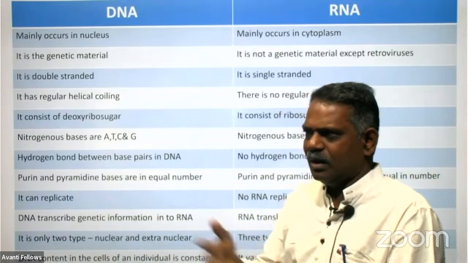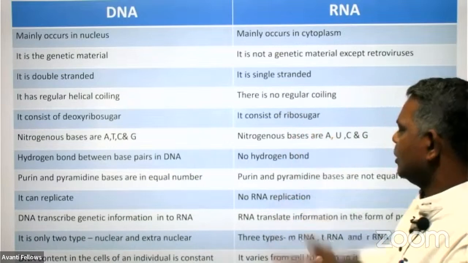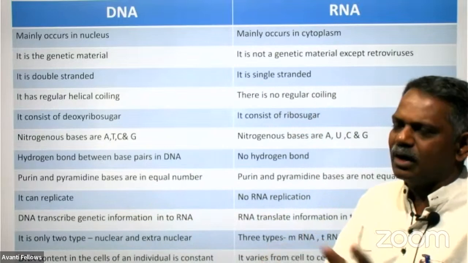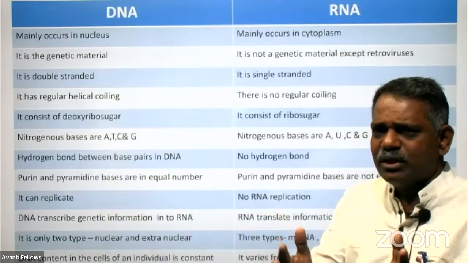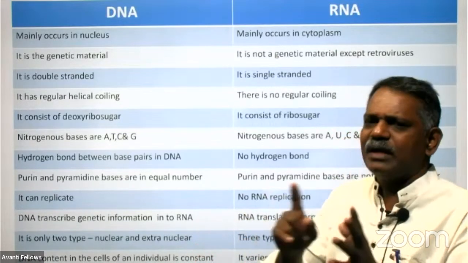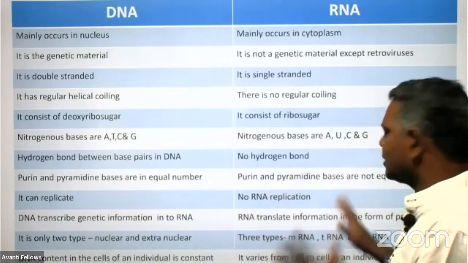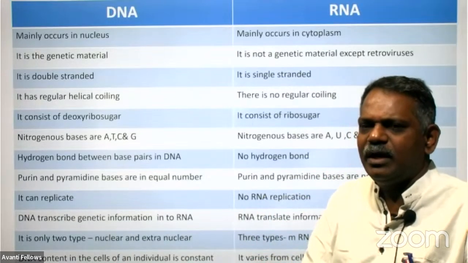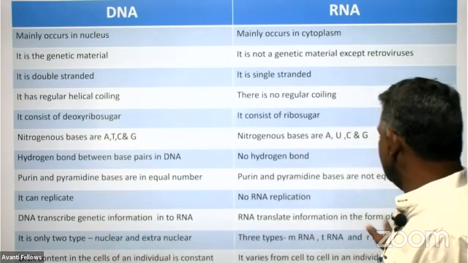DNA can multiply through DNA replication, making its copy, but RNA cannot replicate. And DNA transcribes genetic information into RNA. That is called transcription. I told you DNA genetic information can be copied to the RNA. That is called transcription. But in the case of RNA, no transcription, only translation. What is translation? The information copied from the DNA is used for making protein. That is translation.